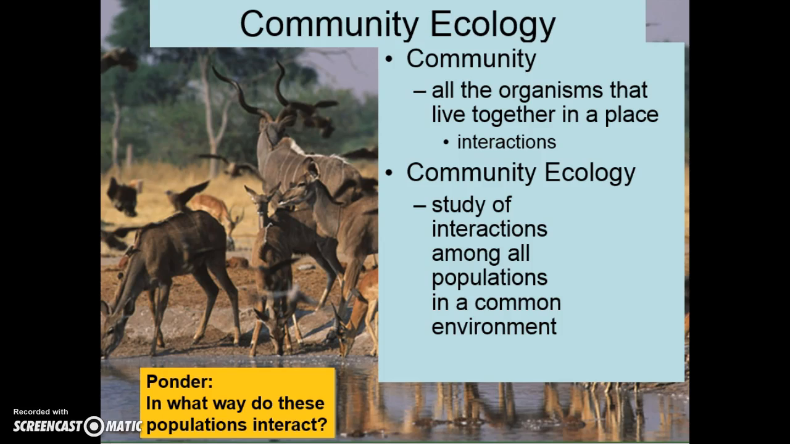More specifically, it's different species and populations that are interacting together in one place. So community ecology is going to be the study of those interactions among all the populations sharing that common environment. By definition, the species have to be living close enough for a potential interaction to occur. So question, you can see here this watering hole. And a question would be, what types of interactions are occurring among all these different species?